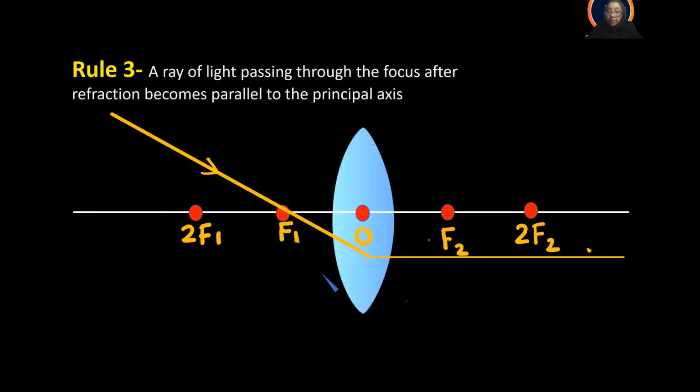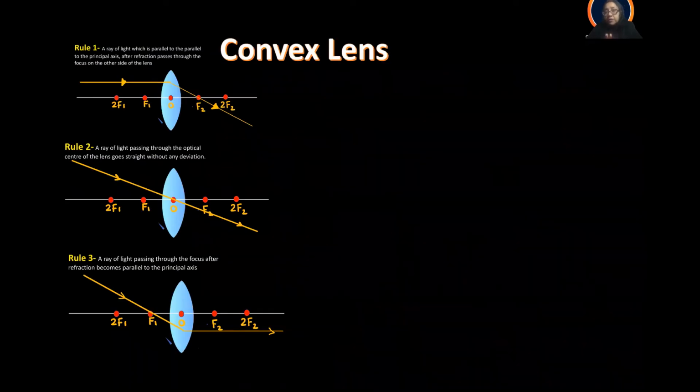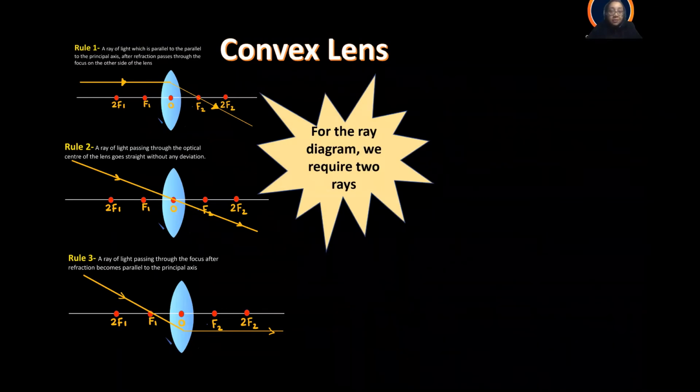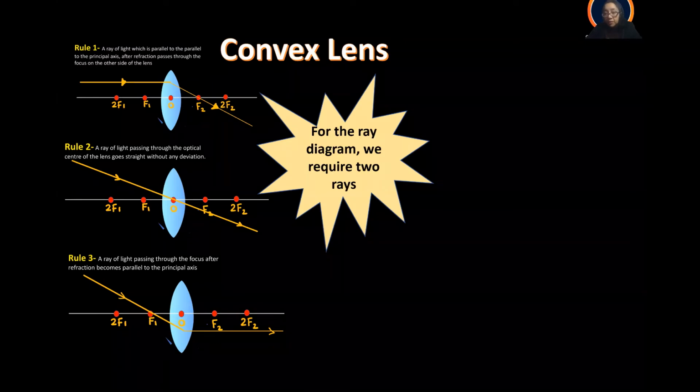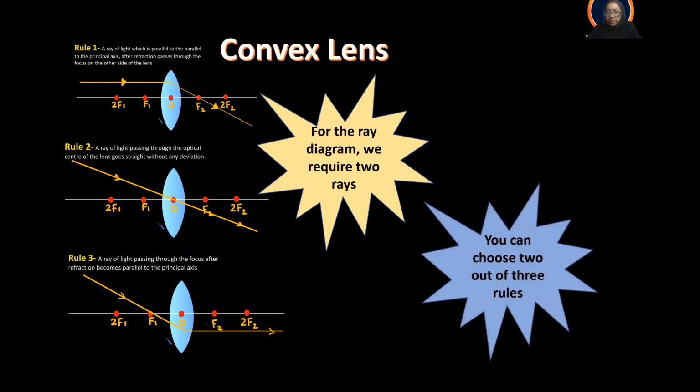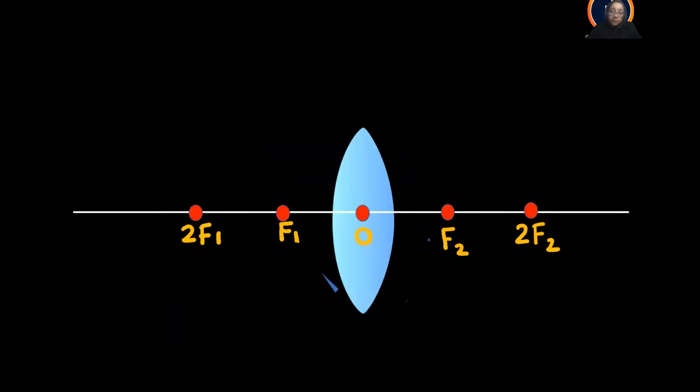So these are the three rules. And remember that while considering three rules, we will only select two rays. We will only consider two convenient rules. Based on our convenience, we can choose the two rules. So we will choose only two rays while drawing the ray diagram. So choose two out of three.